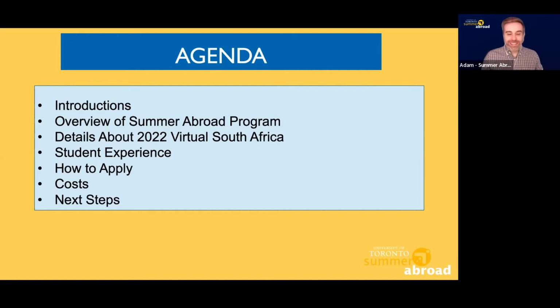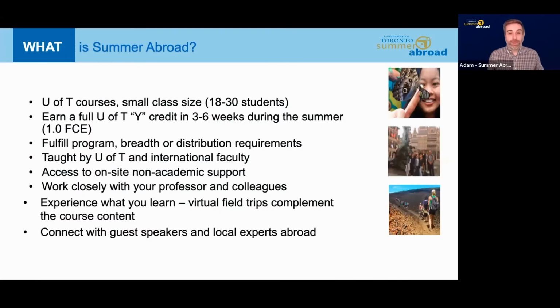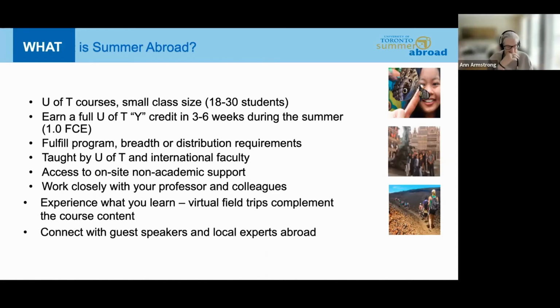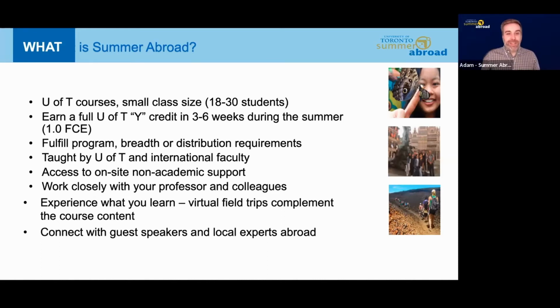So let's get started. For those who are not familiar, Summer Abroad is an opportunity to take a U of T course with an international destination involved with it. These are small classes, usually 18 to 30 students. This program specifically, we're looking to admit 20 students to participate, and you do earn a full credit, a Y credit, in the time over the summer. These courses can be used to fulfill your program or breadth requirement. They're just like any other U of T course. So it's going to show up on your transcript and count towards your CGPA and meet all those requirements.